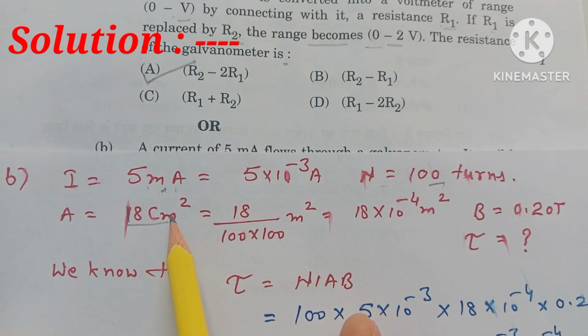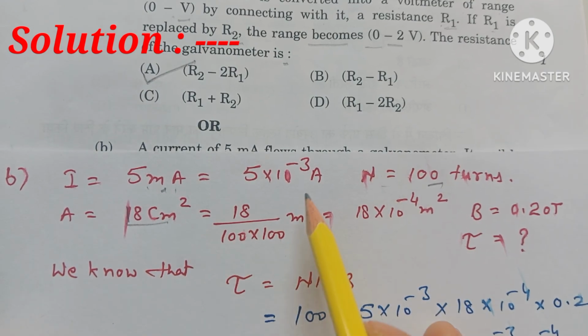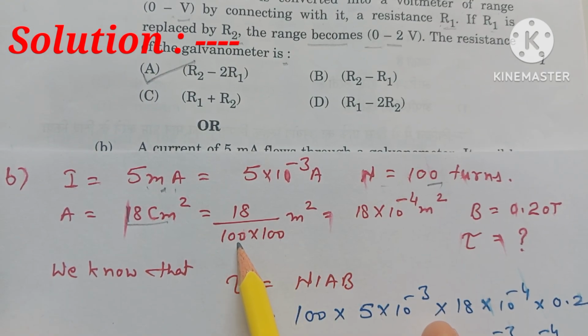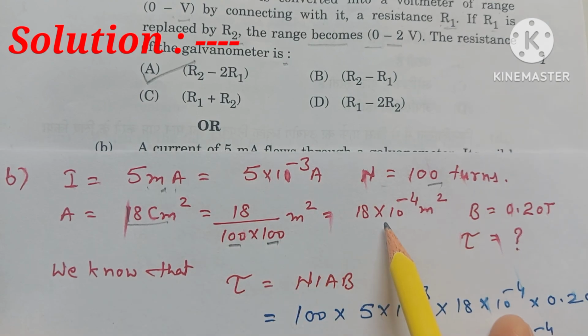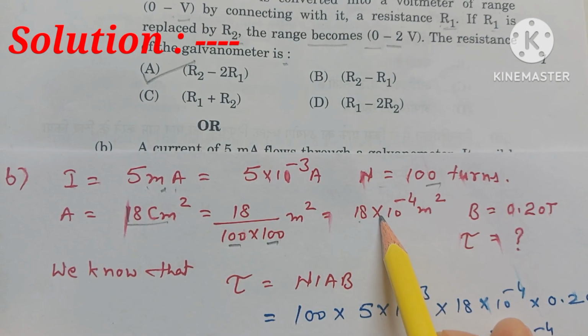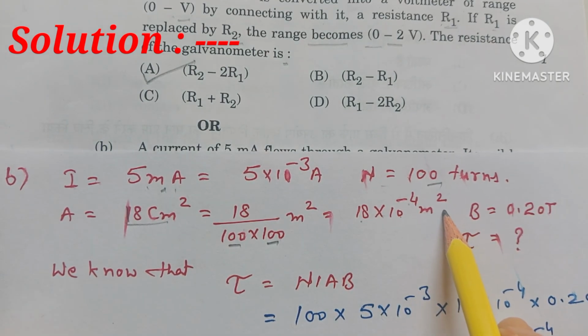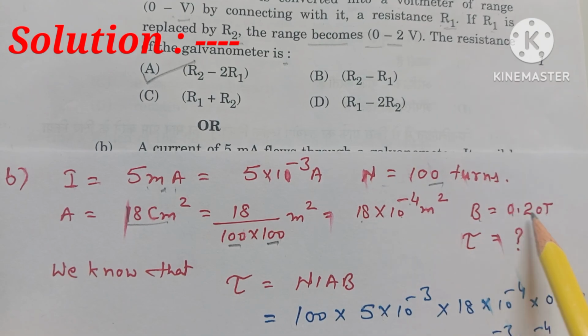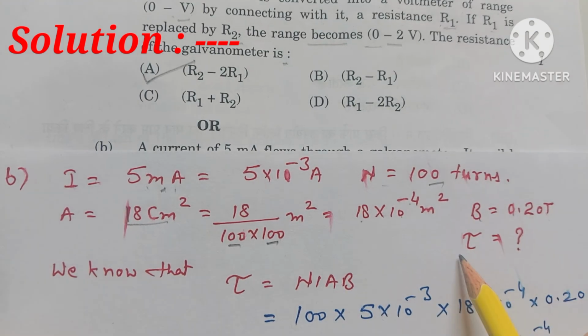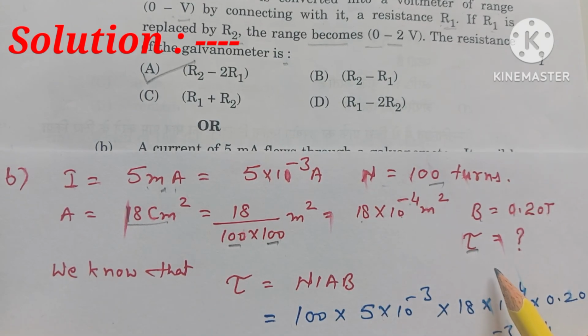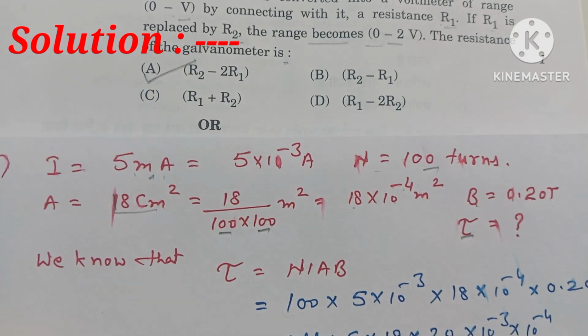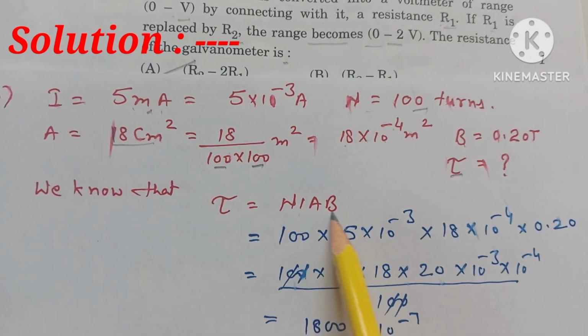Now we are going to convert centimeter square to meter square. Then we have to divide by 100 multiplied by 100. So this becomes 18 multiplied by 10 raised to power minus 4 meter square. Also the magnetic field is given as 0.20 Tesla. Here we are going to calculate torque. We know that torque is equal to NIAB.